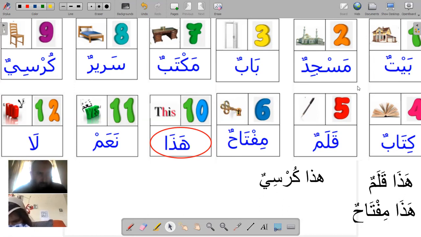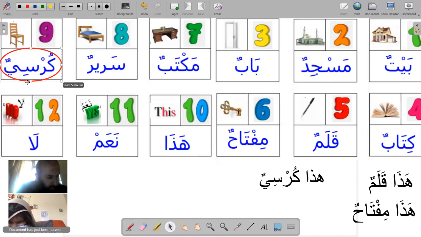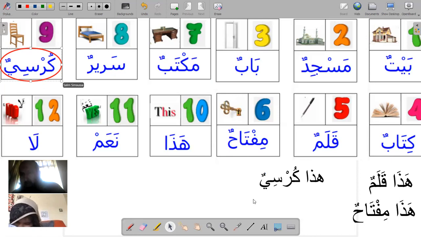You see, Inaya, kursiyun is this one. Number nine, and we have a picture of kursiyun, and we have the word kursiyun. Hada kursiyun. This is a... What is kursiyun? A chair. Good. Okay, we go for the next one, yeah?